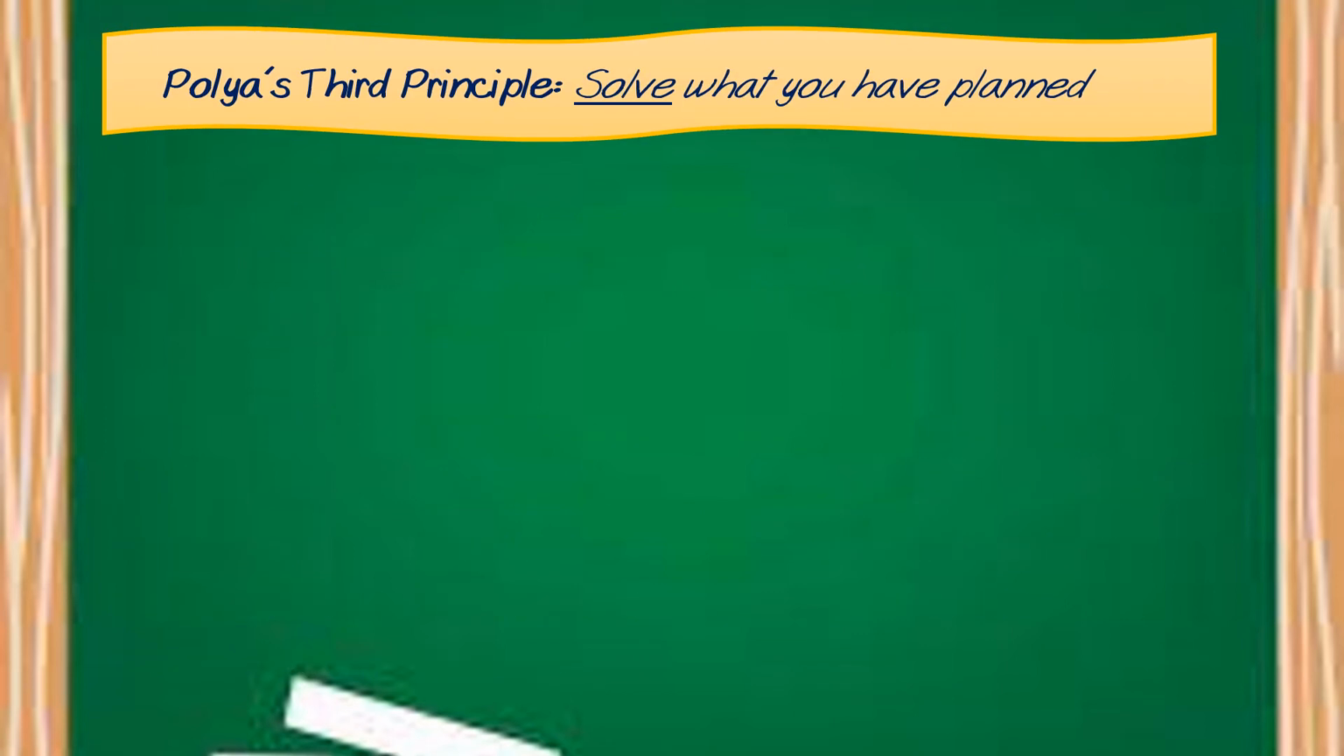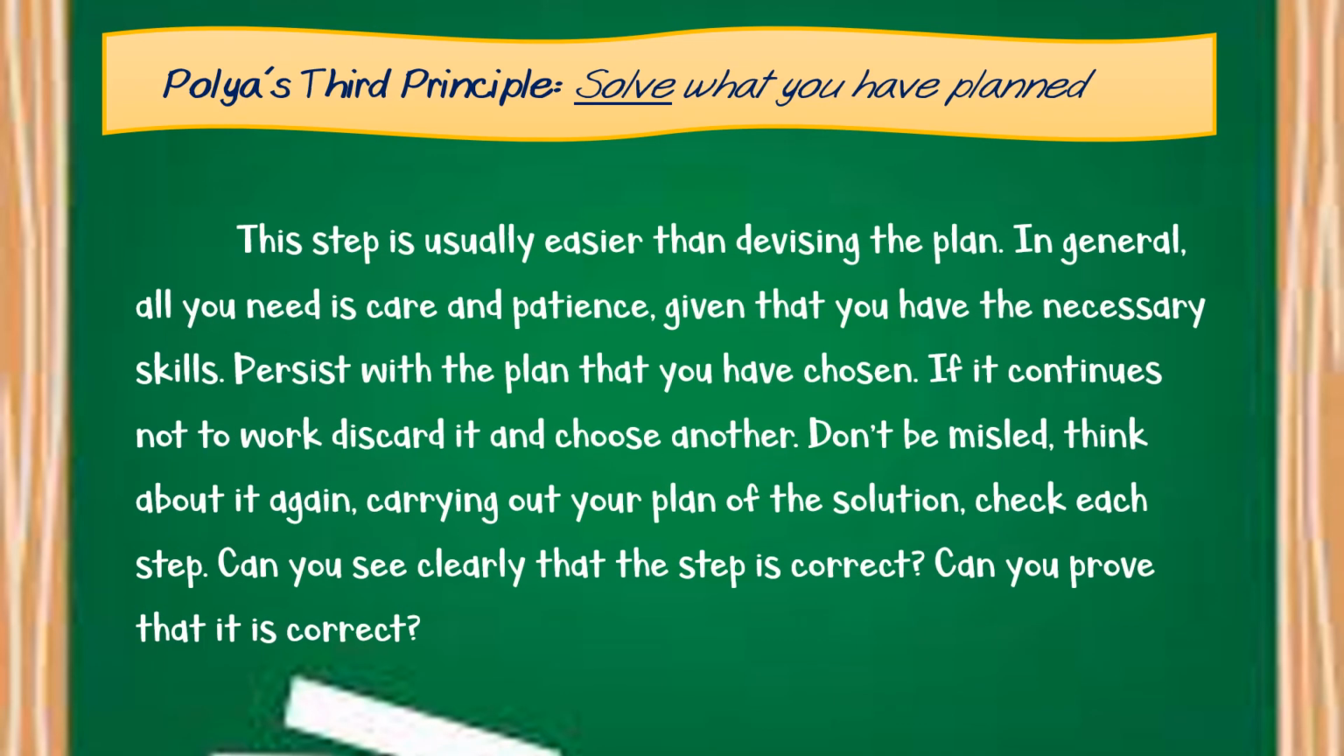The next principle is solve what you have planned. This step is usually easier than devising the plan. In general, all you need is care and patience, given that you have the necessary skills. Persist with the plan that you have chosen. If it continues not to work, discard it and choose another. Don't be misled. Think about it again. Carrying out your plan of the solution, check each step. Can you see clearly that this step is correct? Can you prove that it is correct?